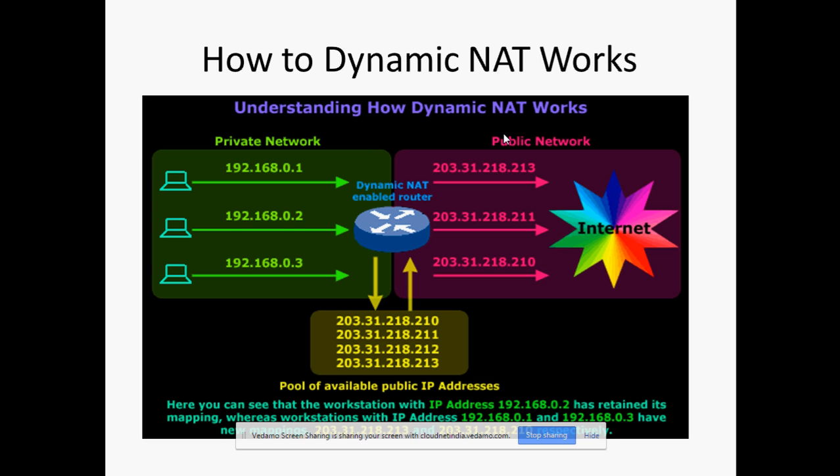It may be possible that 192.168.0.1 is mapped to 203.31.218.213, and the second time, the same address can be mapped to another public IP address. Means there are no fixed boundaries on which public address a private address will be mapped to. So it is also one-to-one mapping. The only difference is that it is not fixed which IP will be used on the public network.